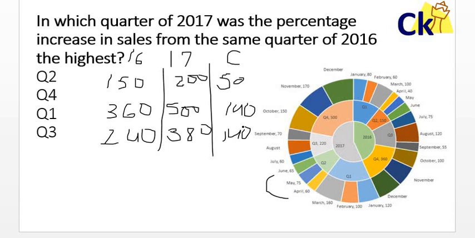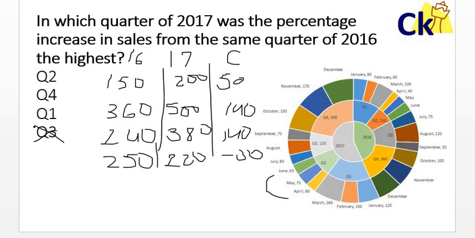And for quarter 3, what we see is the value for 16 is 75, 120 and 55. That is nothing but 250. And for 2017 the value for quarter 3 is 220. So here your change is minus 30. Hence we can directly eliminate quarter 3.